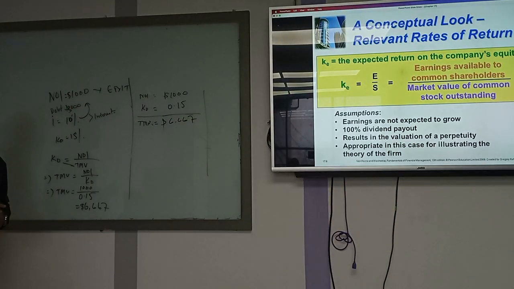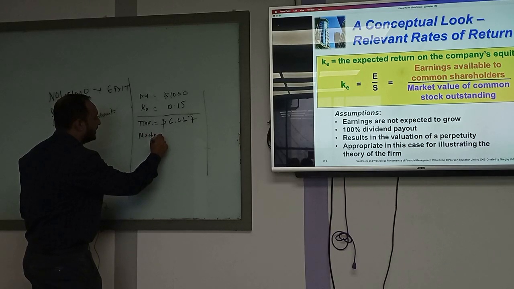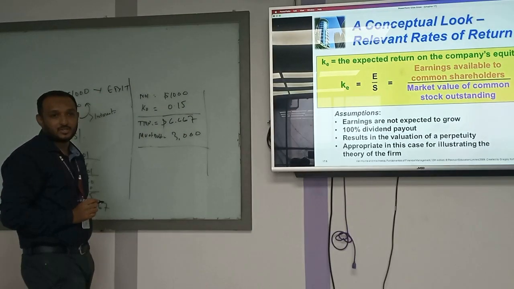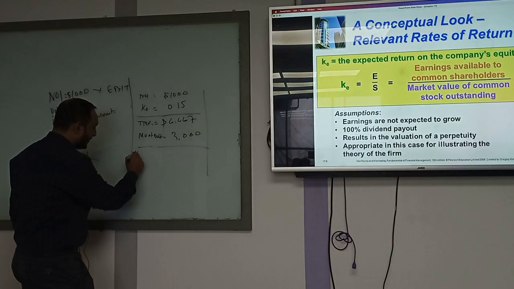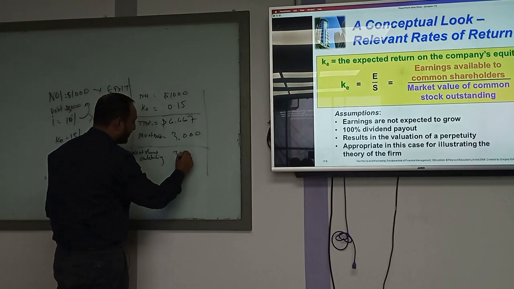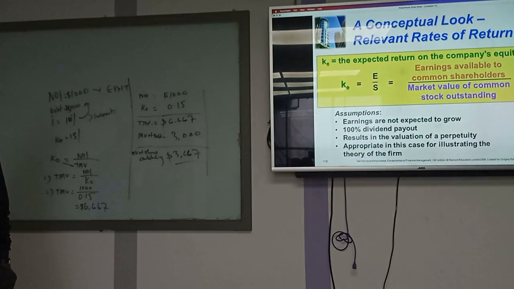Okay. What is the market value of your debt now? What is the market value of your debt? 3,000. Because it increased to 3,000. So that means market value of debt is 3,000. That means what is the value of shares outstanding? Market value of shares outstanding. Okay, কত? $3,667, right?